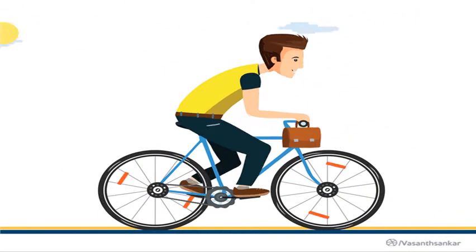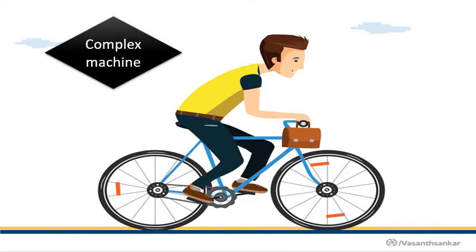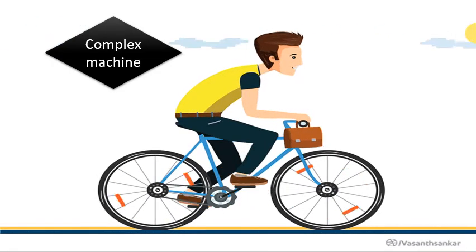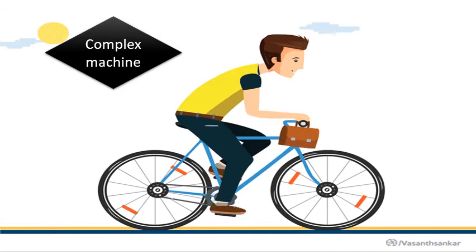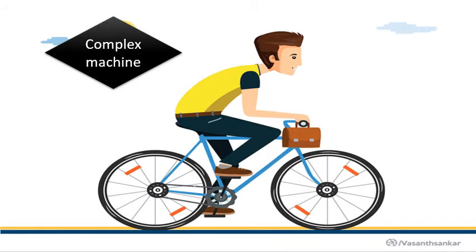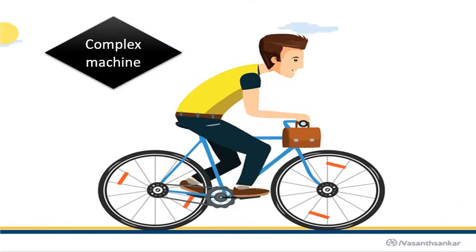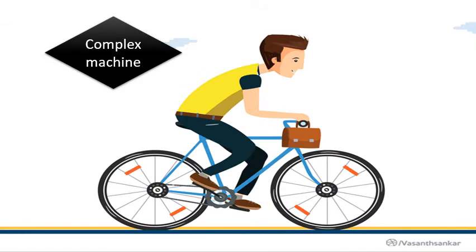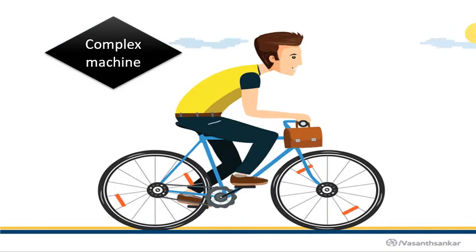Now this is time to learn about the complex machine. In simple machines, we have seen the lever, pulley, wheel and axle, inclined plane, and screw. Now it's time to learn about complex machines. I told you that bicycle is not a simple machine because in this bicycle, several simple machines are attached with each other. If the simple machines are attached with each other, then they are known as complex machine.